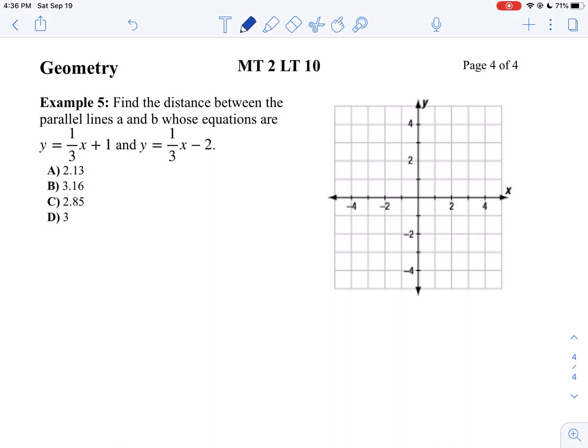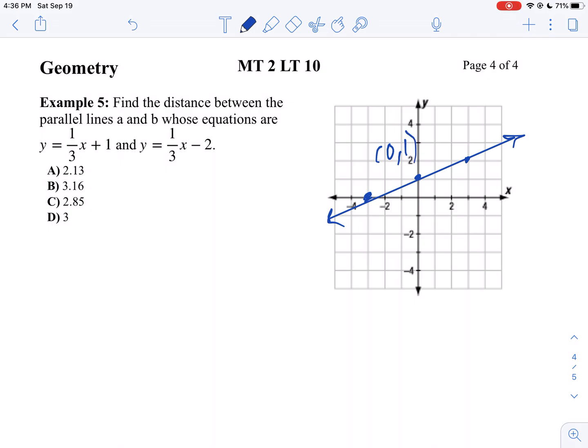We got 1/3 x plus 1, so I'm going to go up 1 and over 3. I'm going to go down 1 to the left 3, just so I can see my line a little bit nicer. What I'm really interested in is this point, my y-intercept of (0, 1). We'll talk about that in a second.